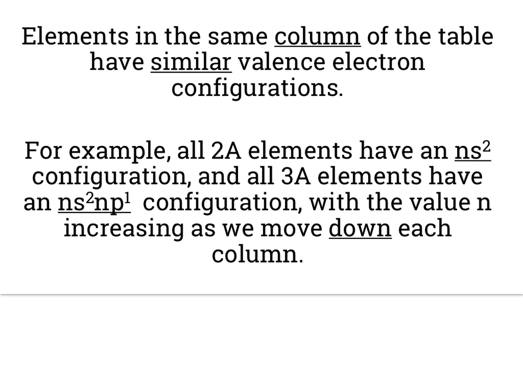And all 3A elements, which are boron, aluminum, etc., are ns2 np1. So, for example, 2s2 2p1, or 4s2 4p1. Yes, there may be d elements or f electrons in d blocks or f blocks in between them, but valence electrons are s and p's. So their valence electrons, basically their outer shell, will all have something s2 and something p1. And again, n increases as we move down a column.